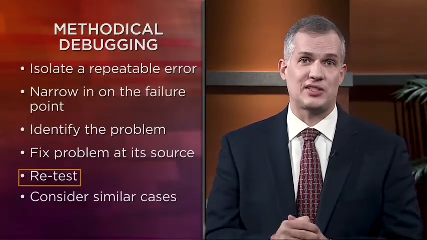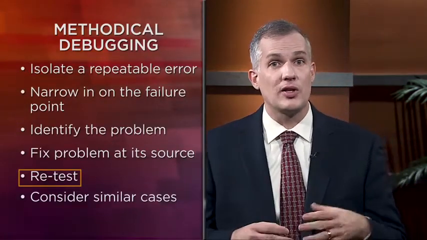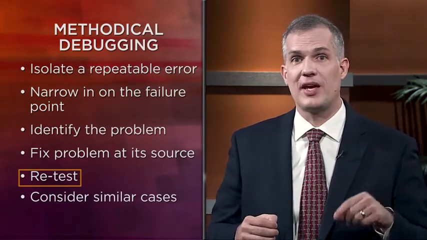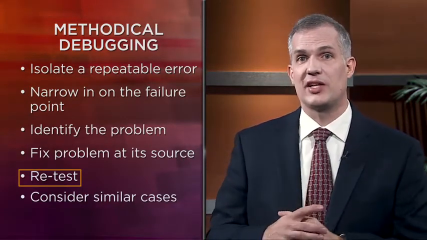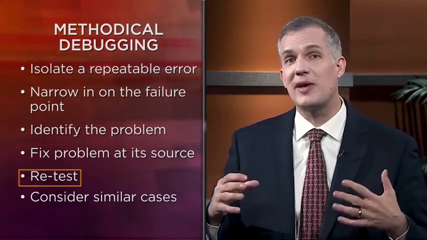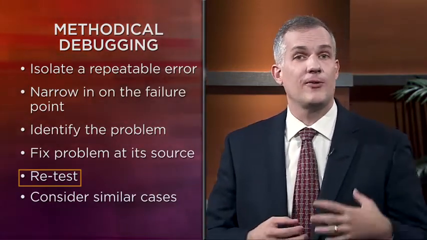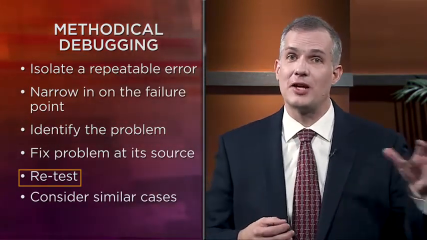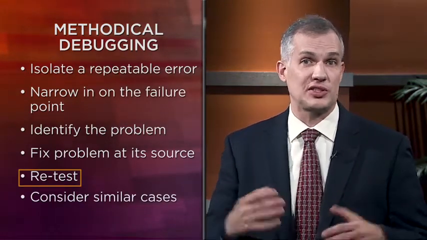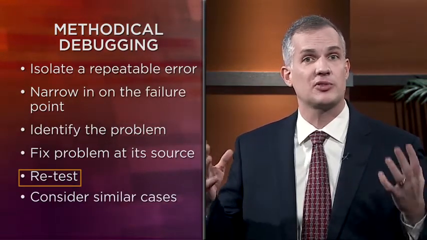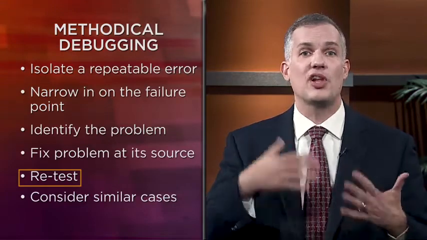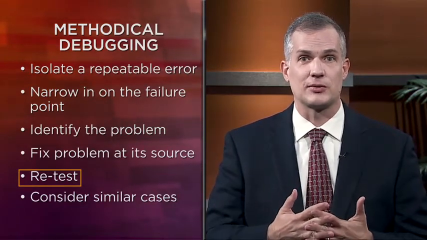Then, once an error is fixed, you need to retest everything. Your goal is not just to show that the fix you made fixed the one problem that you'd isolated and identified. You want to make sure that you didn't break anything else in the meantime. If you've saved all of your tests, now's the time to rerun them and make sure you still get correct results for everything that was previously correct, plus for the test that you just fixed.